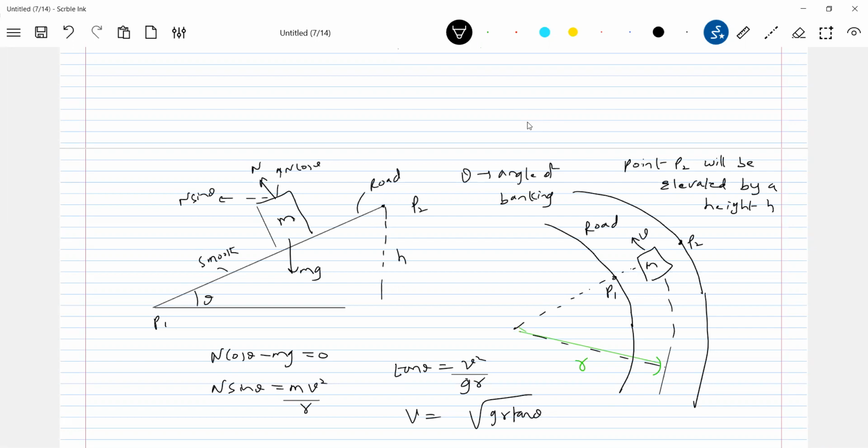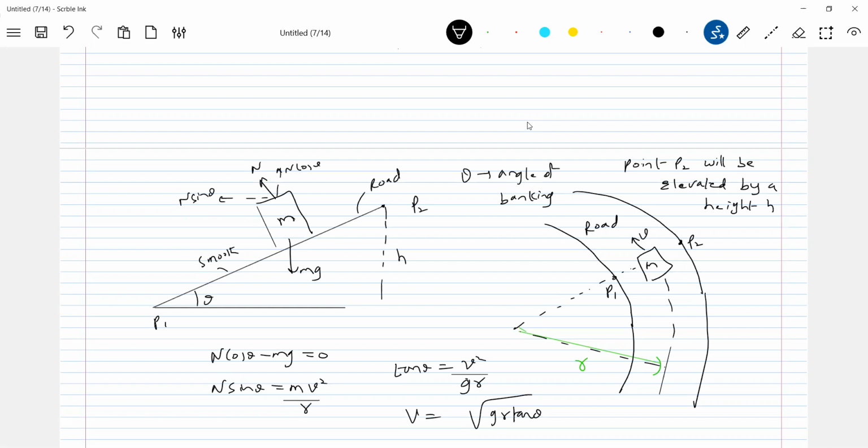Okay, this is about the speed. So what is the maximum permitted speed? Depends on theta, no? So definitely, can I make theta 60 degrees? Can I raise the outer edge of the road a little bit more? No, not possible, no? So theta will be somewhere around 10 degrees. If I raise it more, what happens? mg sin theta will try to slide the block.